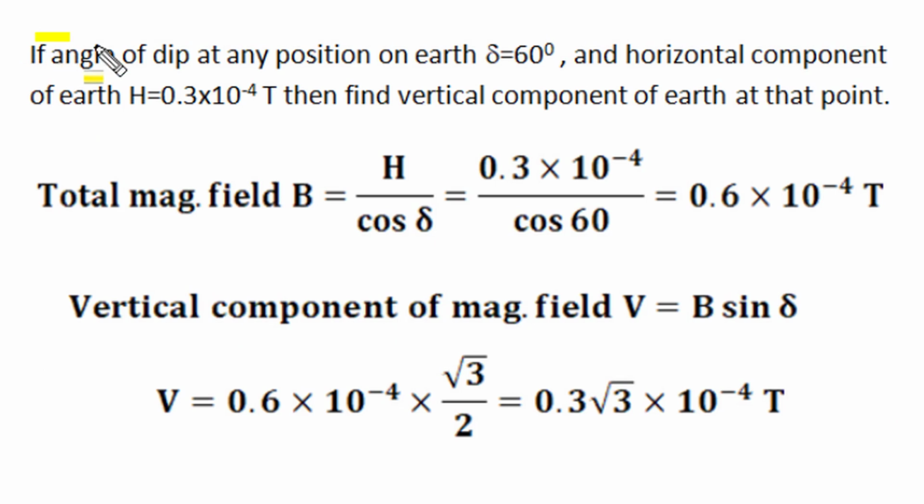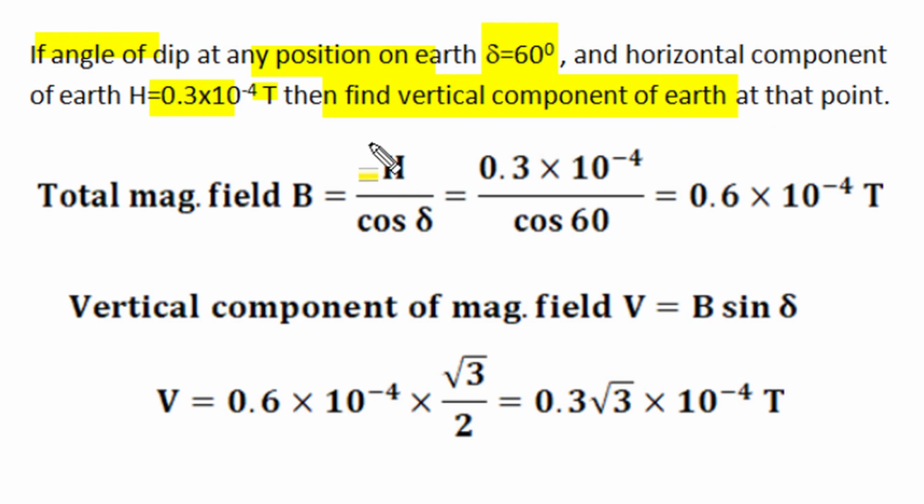It is given that the angle of dip at a position on Earth's surface, delta, is 60 degrees, and the horizontal component of Earth's magnetic field H at that position is 0.3 Gauss, or 0.3 × 10⁻⁴ Tesla. We have to find the vertical component of Earth's magnetic field at that point.